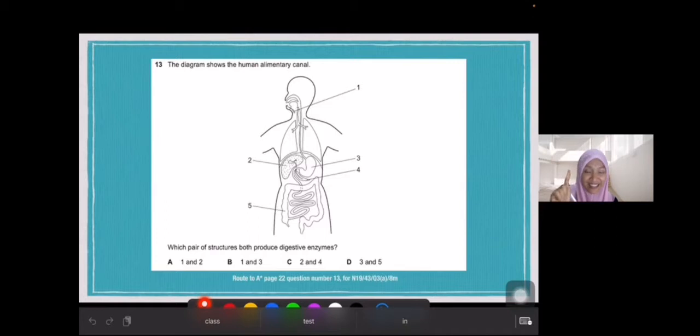It's okay. Nanti kita tengok. Kita try to do the notes first. Okay? A very good notes.